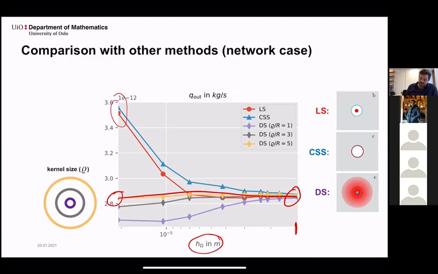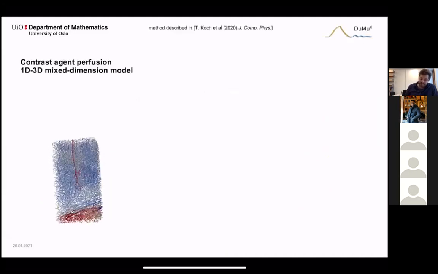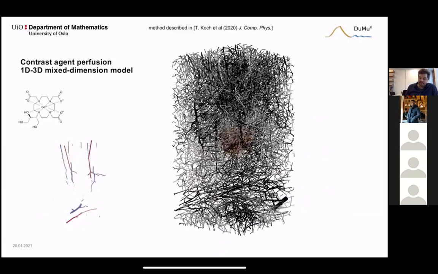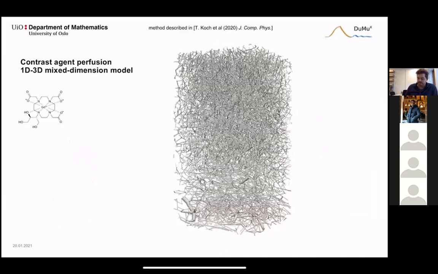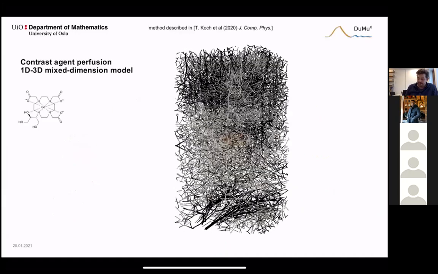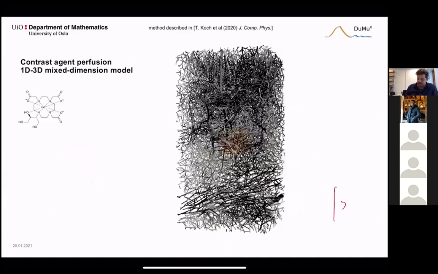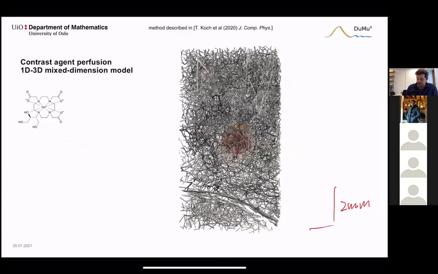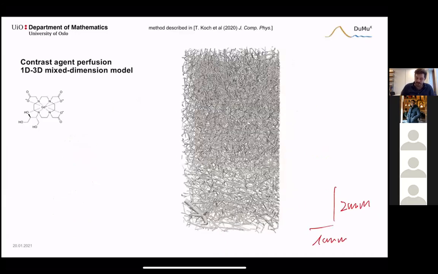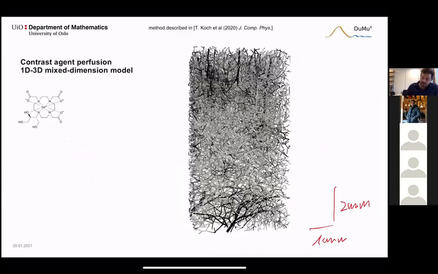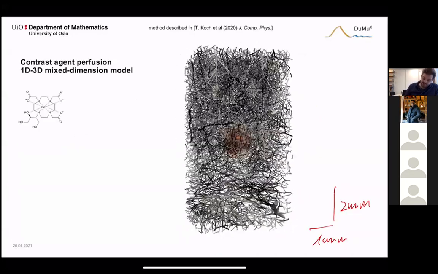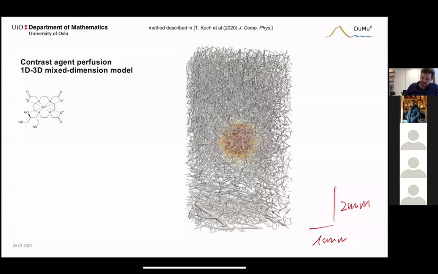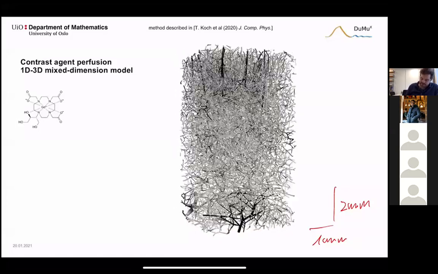So this looked very promising, and we applied these kinds of schemes to simulate, for example, contrast agent transport in this bit of a bigger network. This is 2 millimeter by 1 millimeter here. This is a piece that I cut out, and this is a measured network of a rat brain. And then you use a 3D structured grid in the background, which is quite fine. This is why it's not shown.